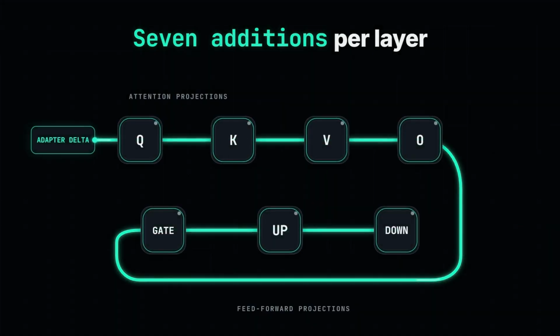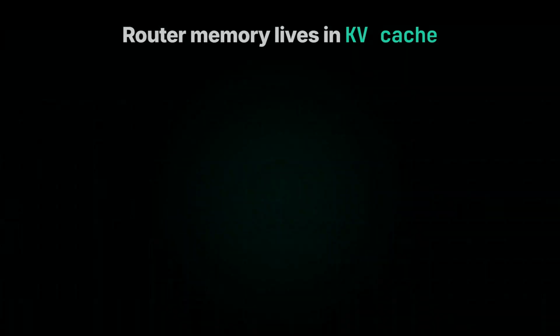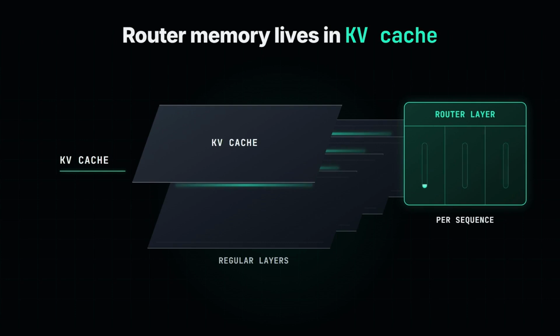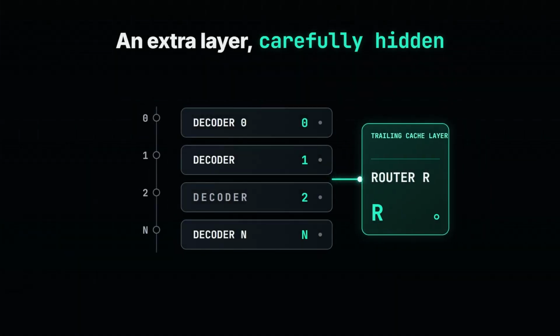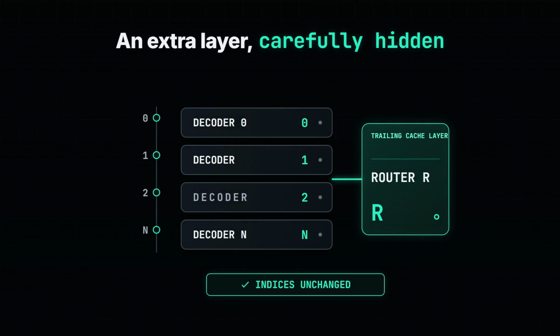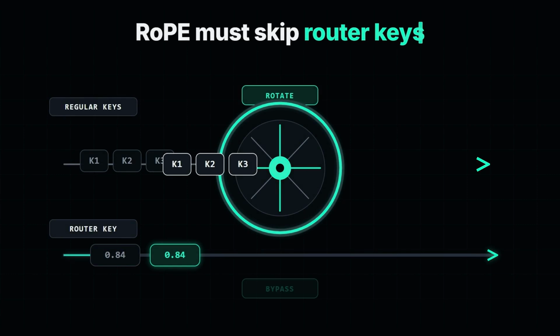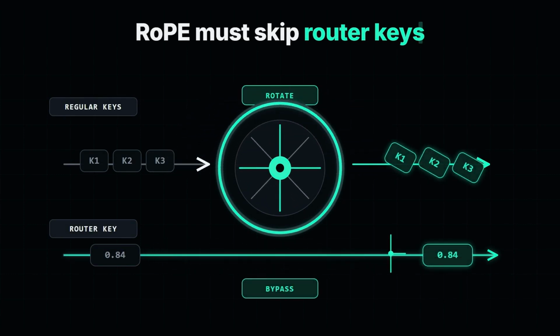That switched delta is added at query, key, value, output, gate, up, and down projections throughout the model. The router stores its key and value signals in an extra layer of the model's KV cache for each sequence, and the implementation allocates that router cache layer while keeping the regular decoder layer count and loading path unchanged. Router keys contain literal routing magnitudes, so the release says their cache layer is excluded from key shift rotary processing.